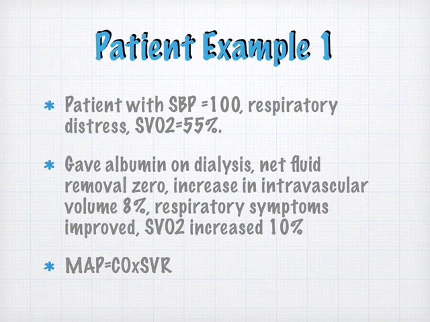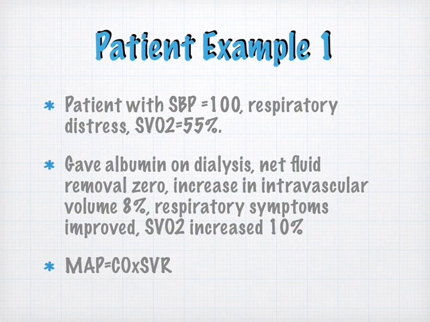But in my first patient here, I had a patient who had a systolic blood pressure around 100. Now, I'm a little bit foggy. I don't remember all the details. So I just put in here a few points that I thought had value. This was a patient who was in respiratory distress, and she had a SVO2 around 55% when I put her on the device. The doctor did not want any fluid removed from her. He wanted her to have a net fluid removal of 0. But he wanted albumin.